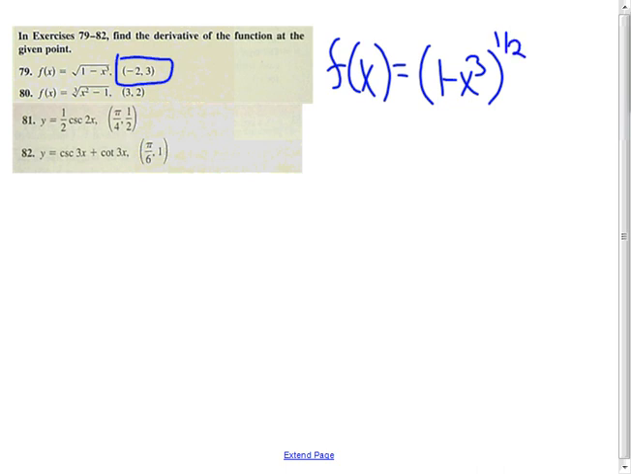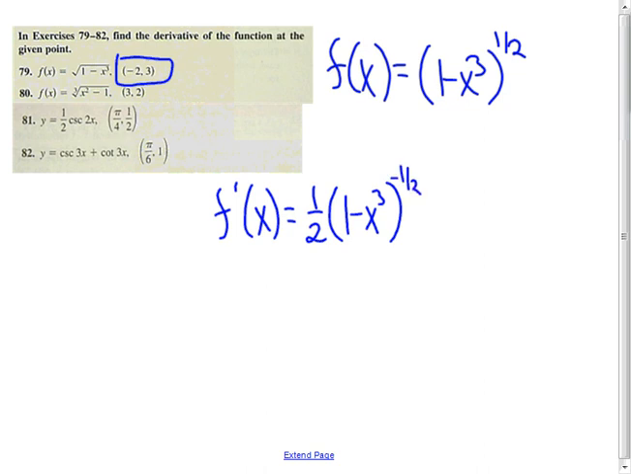And now we can see that the rule that we need to apply here is the power rule, since we've got the function 1 minus x cubed raised to the 1/2 power. So that derivative, f prime of x, will be equal to, according to the power rule, that exponent 1/2 times the function 1 minus x cubed. Now I need to subtract 1 from the exponent. 1/2 minus 1 is negative 1/2. And now times the derivative of the function 1 minus x cubed. And that derivative would be negative 3x squared.